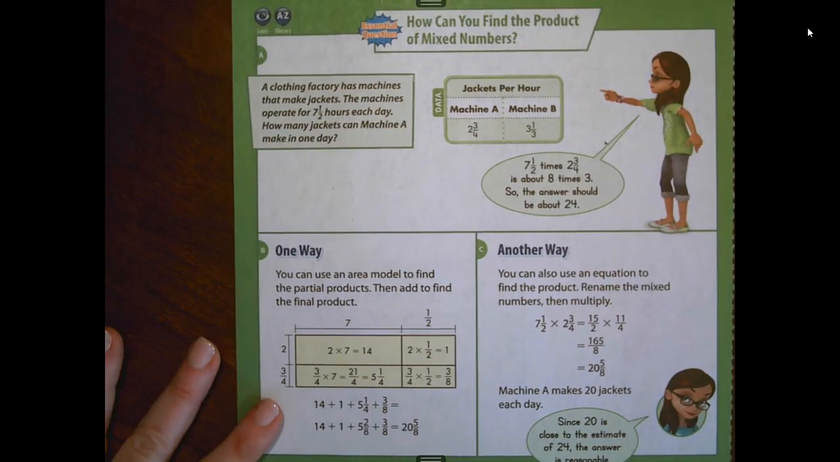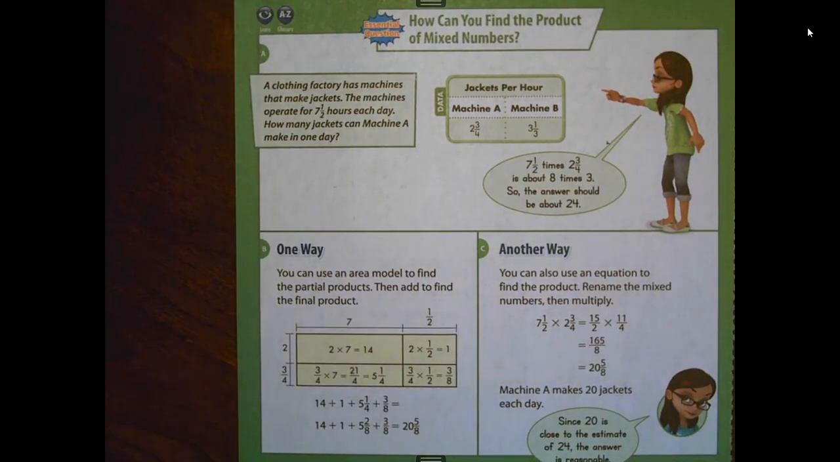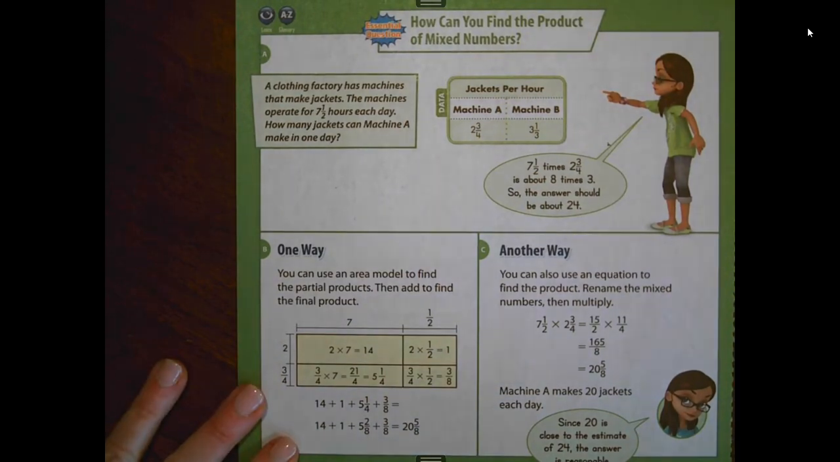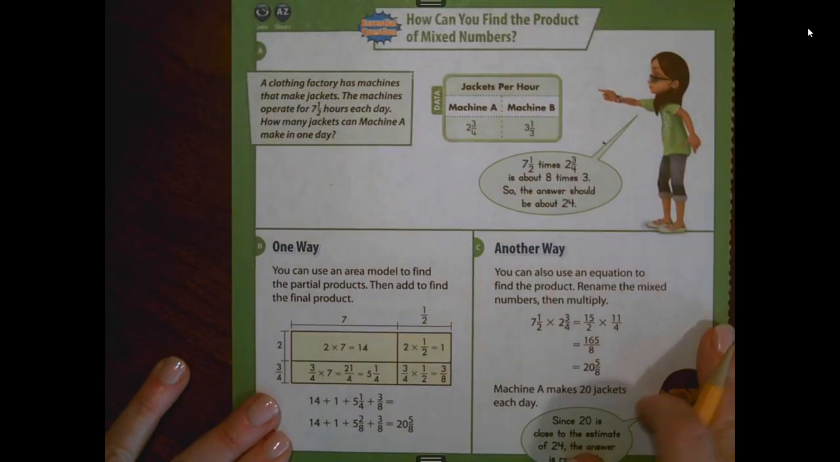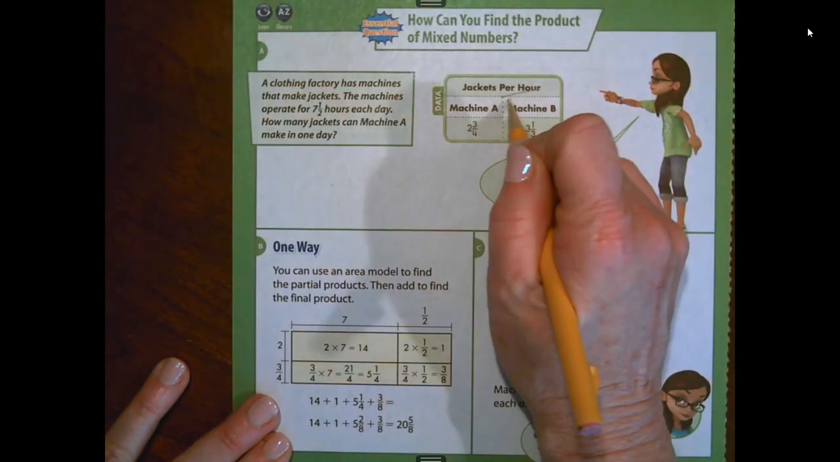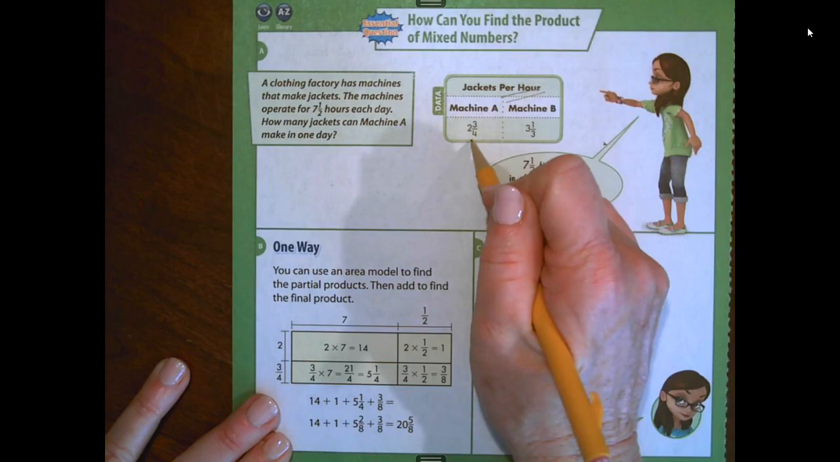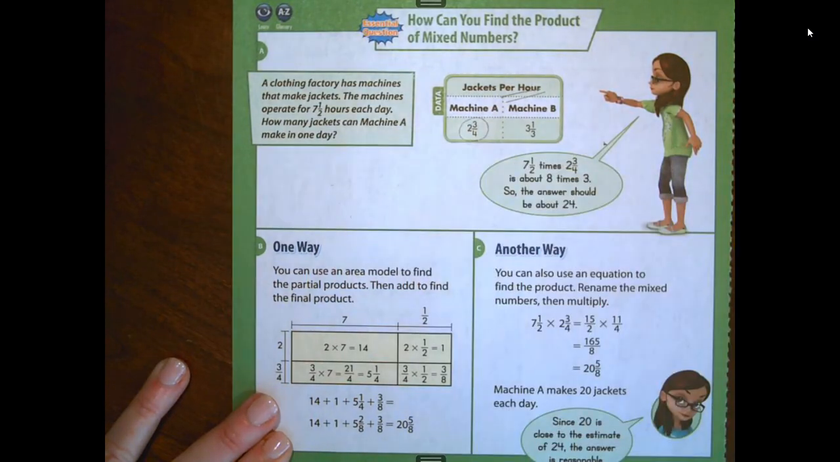We're actually going to start with the visual learning scenario at the top of the page. So we have a clothing factory that has machines that make jackets. The machines operate for 7.5 hours each day. And our question is, how many jackets can machine A make in one day? So looking at the data chart, machine A makes 2 3/4 jackets per hour.